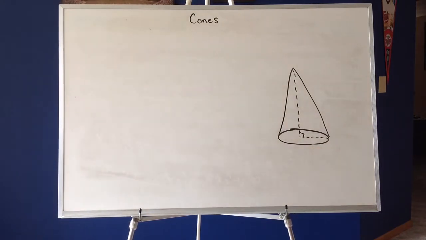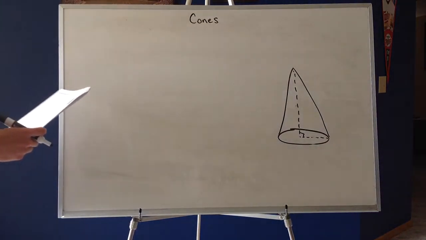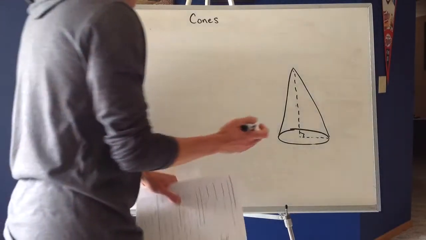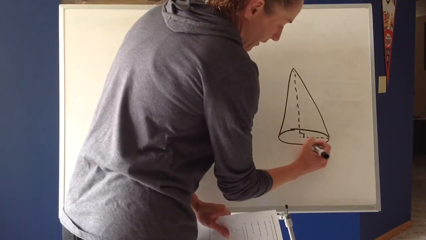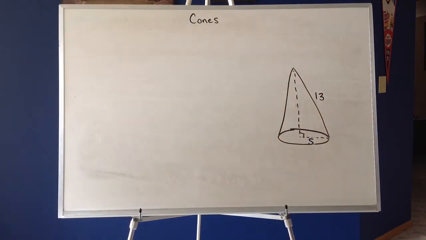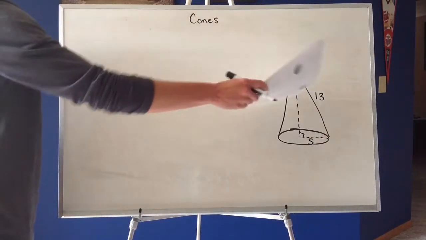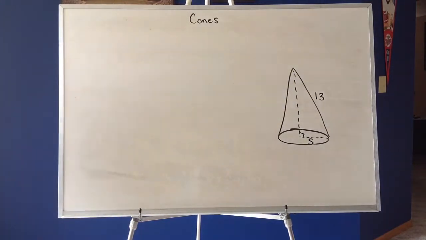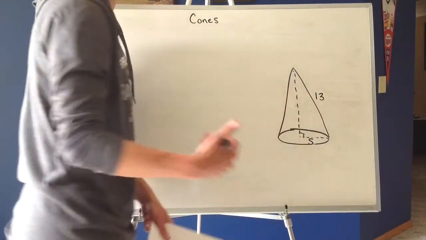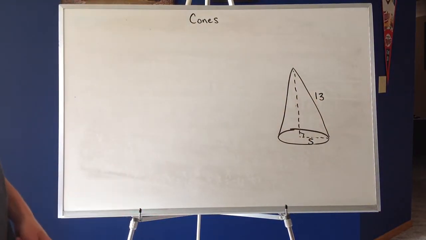All right, so first one says you have a cone with a radius of 5 meters and a slant height of 13. So radius of 5, slant height of 13. Again, we have to have these three pieces, so you might as well find the height right off the bat because you're going to need it. 13 would be the hypotenuse. The slant height will always be the hypotenuse.